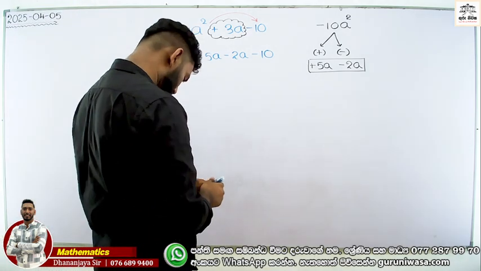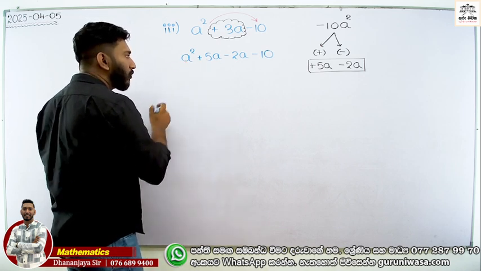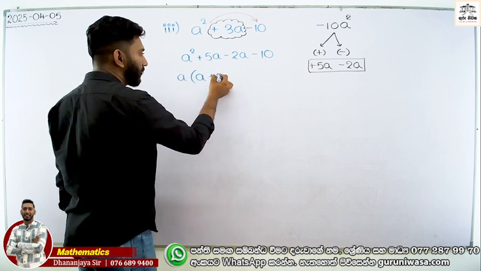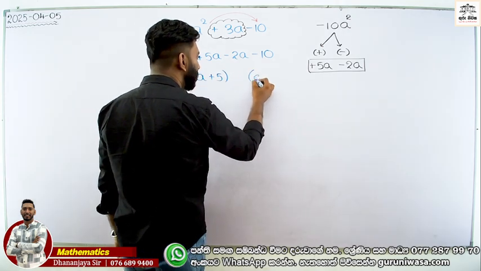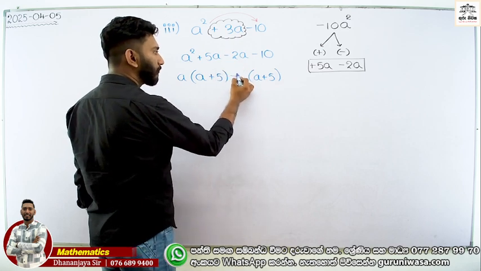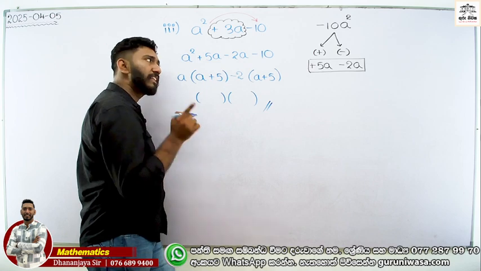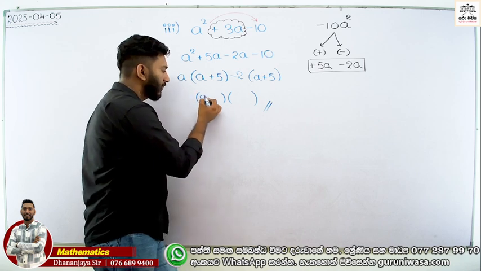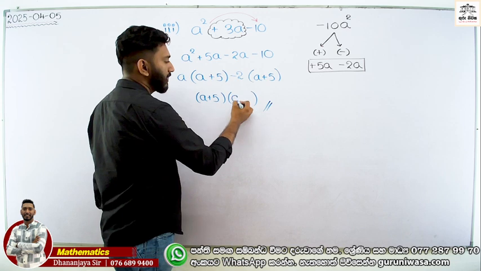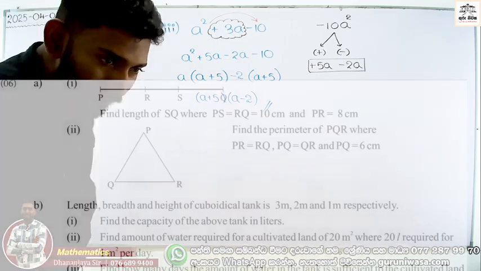Right. What is the answer now? There are 4 terms like in the first question. The first couple is a squared and 5a, and the common term is a. Now open the bracket. A is there, therefore you have to put a plus 5. Now you need to repeat the same bracket a plus 5, keeping a space here. And a is there, the missing part is a minus 2. Now we have 2 factors. What are the 2 factors? The first is the terms inside the bracket, a plus 5. The next is the term outside the brackets, a minus 2. And this is the answer for the third one.